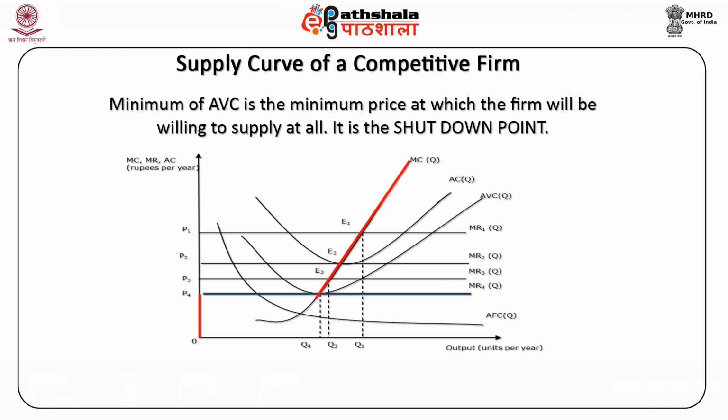Therefore, the bold red part of the MC curve is the supply curve of a perfectly competitive firm, and below the price level P4, that is the minimum of the AVC curve, the firm is unwilling to supply any quantity at all.